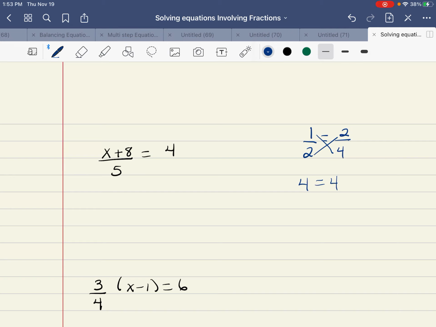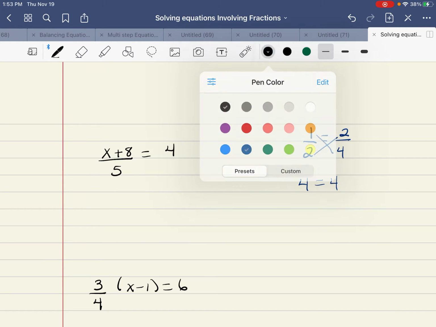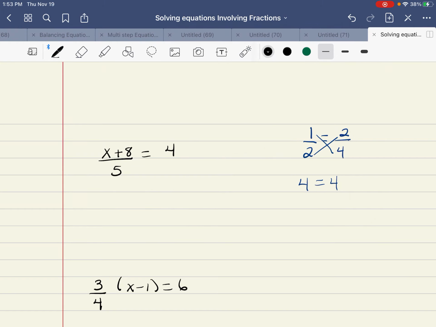So if we go back to this example here, and I'm just going to change my ink, x plus 8 over 5 is already a fraction. I can easily make 4 a fraction over 1, and then I can apply that same principle. I can go 1 times x plus 8, which is just x plus 8, and 5 times 4, which is 20, and then there you go. It is an equivalent version of that same equation, and then I can do the opposite and balance. My fraction problem is over.